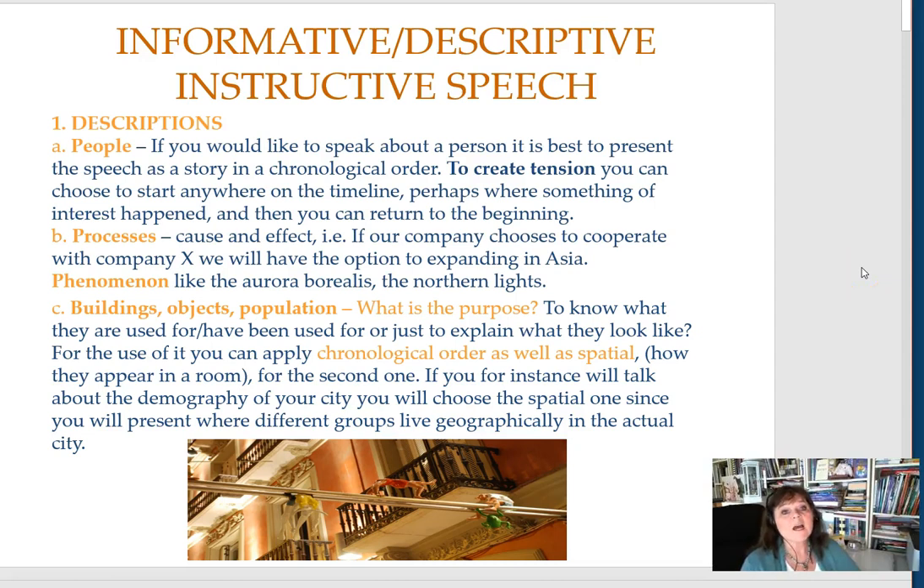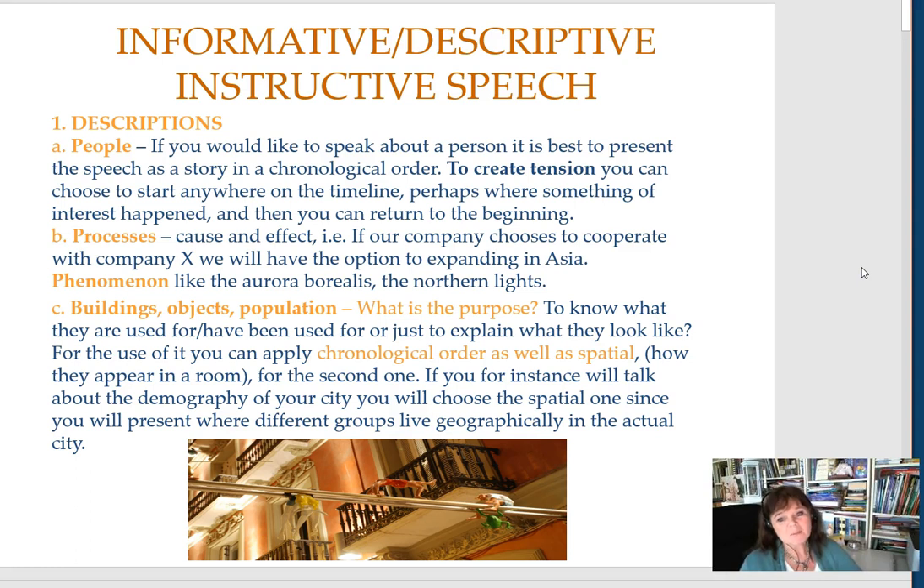Hello again. This time we will have a look at an informative, a descriptive and an instructive speech. Here it's very important to stay totally objective because you're not going to convince anyone about anything. Many people have a tendency to become a little bit argumentative here, but it's not allowed.